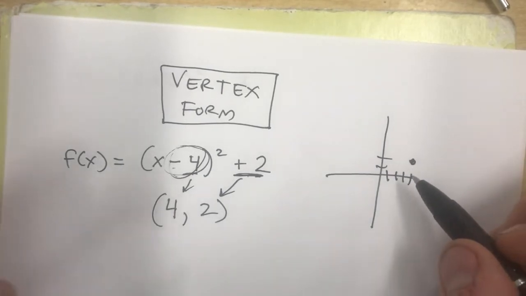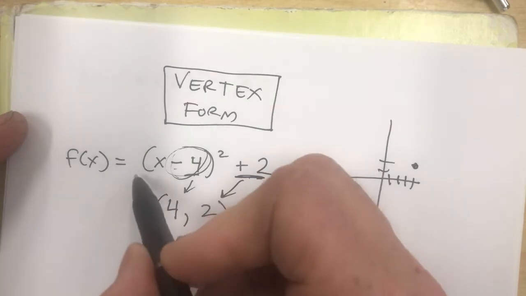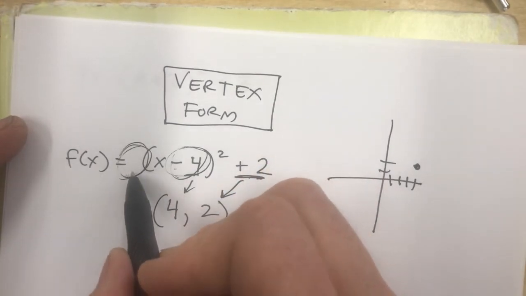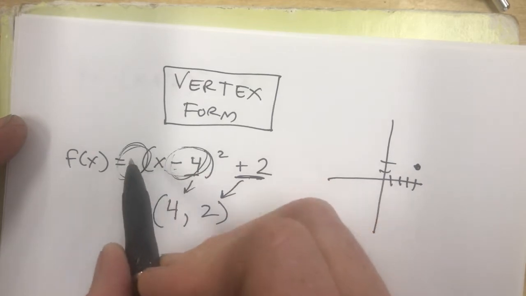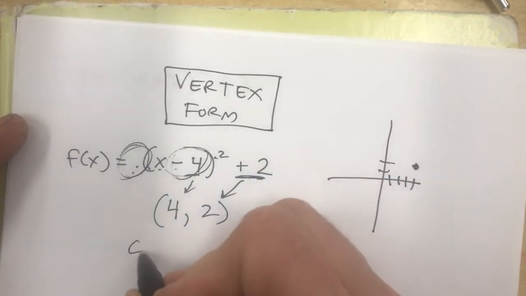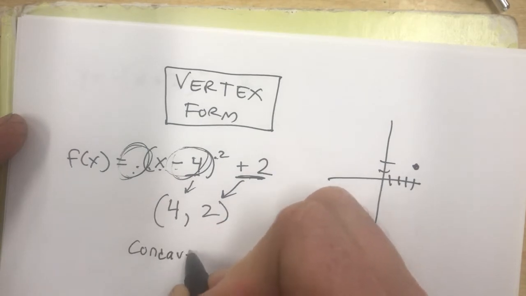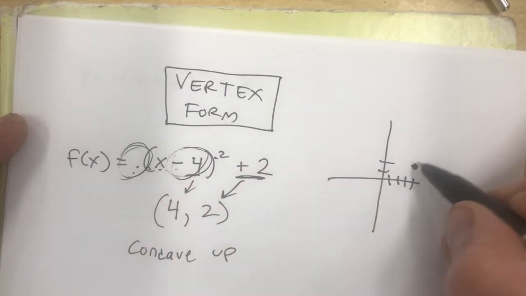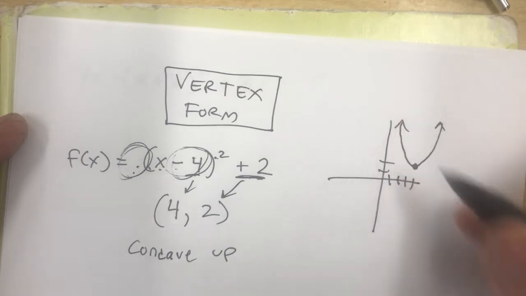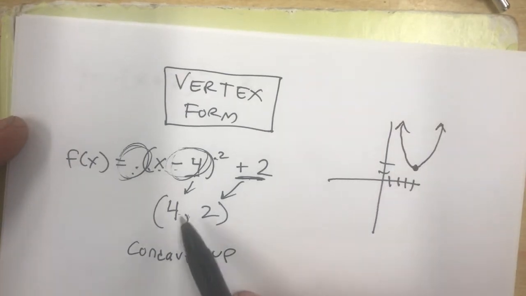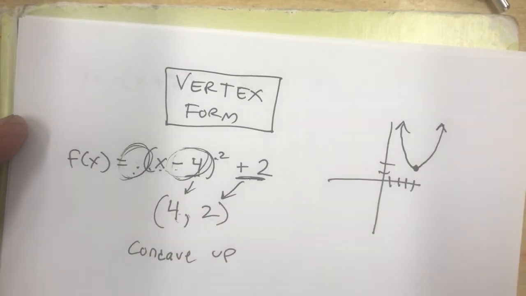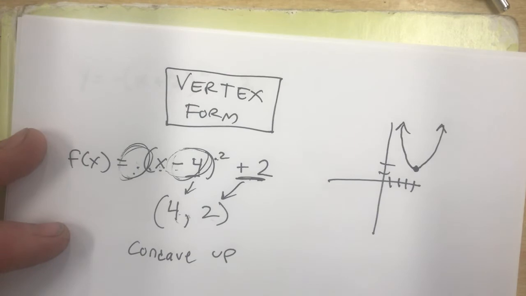Now, what we can also tell is that in front of this, see there's no negative. This is a positive. So when I square this out, I'll have a positive x squared, which means this is concave up, which means here's my vertex. This is going to be a parabola going up like this. So we could tell that just by vertex form, knowing the vertex and looking at the sign here, we know it's going to look like that.